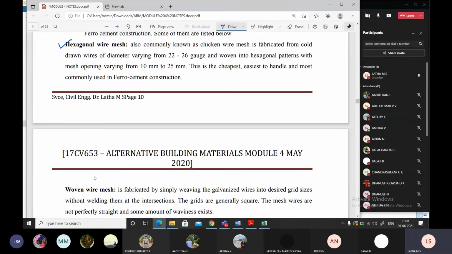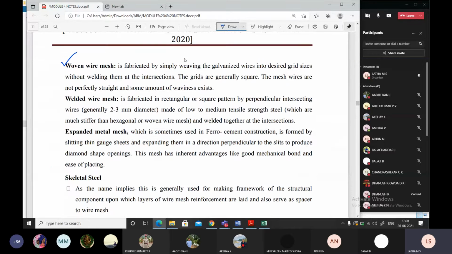What type of wire mesh do you find, students? You find hexagonal wire mesh and woven wire mesh. How does it vary? With the diameter and the opening size, 10 mm to 25 mm, and the diameter of the gauges. Woven wire mesh also has different types of intersections and different grid sizes being optimized. It will be welded or woven. The mesh wires are not perfectly straight, and some amount of waviness exists because it is a woven type. It will not be straight; some undulations will be there.